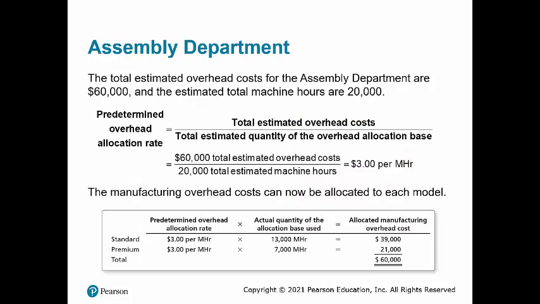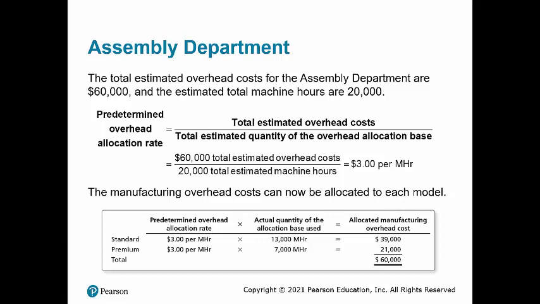So the first thing we need to do is determine the total estimated overhead cost for the assembly department. If we estimate that to be $60,000, the next thing we need to do is estimate the total machine hours that we expect to be used in that department, and we've estimated 20,000. So when we take the $60,000 of overhead cost and divide it by the 20,000 estimated machine hours, we get a predetermined overhead allocation rate for the assembly department of $3 per machine hour.